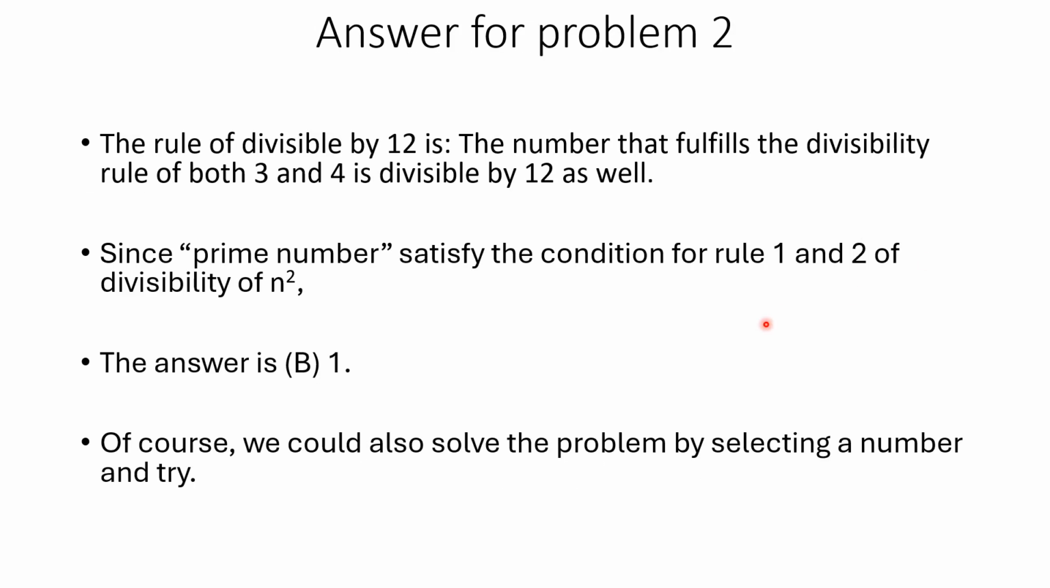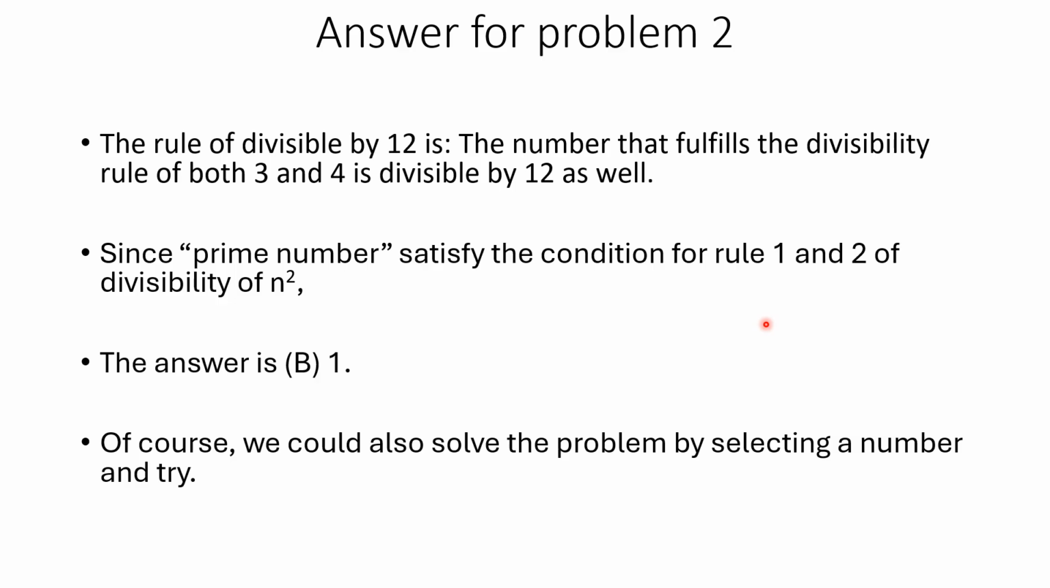So the answer for this problem is that for the rule of divisibility by 12, a number that fulfills the divisibility rules of both 3 and 4 is divisible by 12 as well. So since a prime number satisfies the condition for rule 1 and 2 of divisibility by n squared, the answer is B, 1. Of course, we could also solve the problem by selecting a number and trying.